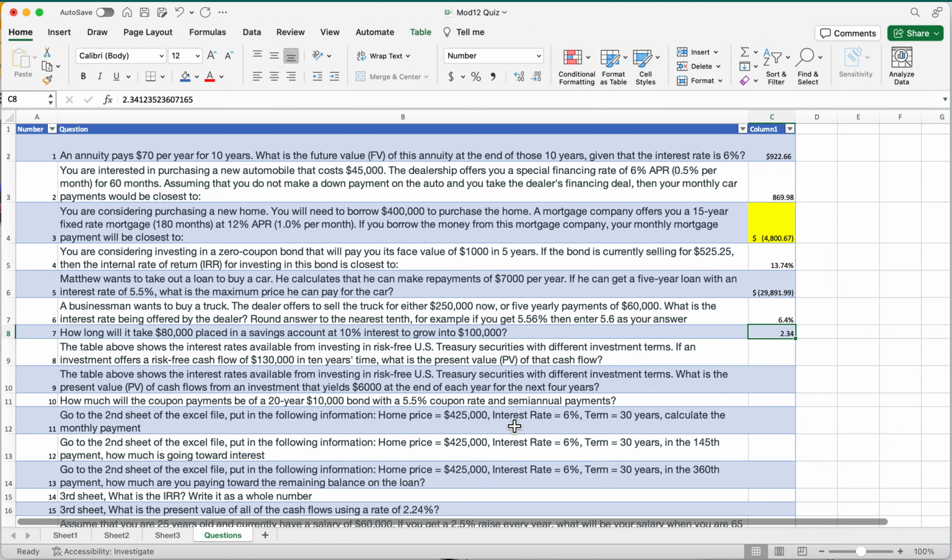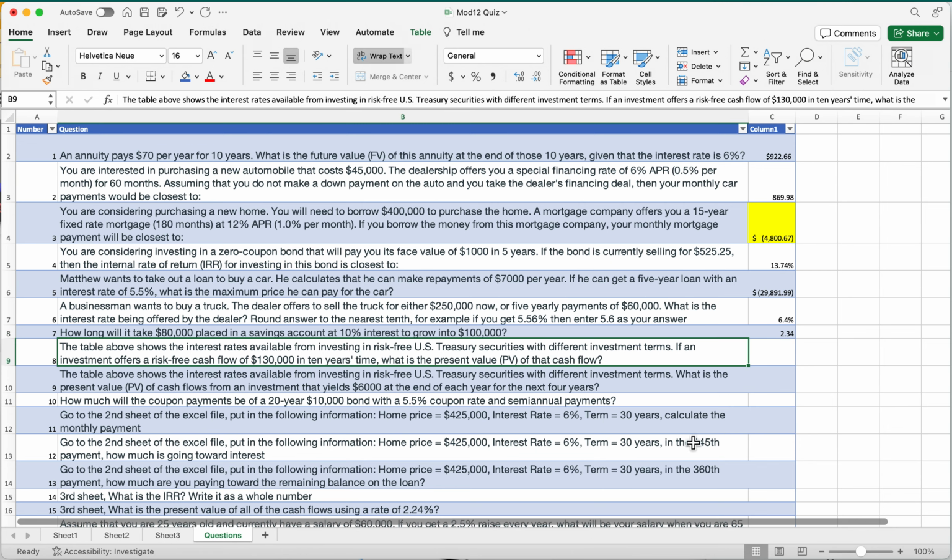The table above shows the interest rates available from investing in risk-free U.S. Treasury securities with different investment terms. If an investment offers a risk-free cash flow of $130,000 in 10 years' time, what is the present value of this loan? So for this one, if you go to your assignment, it's going to tell you different terms. So like 1 year, 5 year, 10 years, right? And then below that is going to tell you an interest rate.